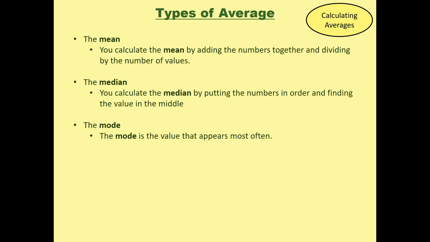The second one is the median. And remember, you calculate the median by putting the values in order and finding the value in the middle. That's the one we particularly looked at with yesterday's lesson. And then there's the mode, and the mode is the value that appears most often. They've got that alliteration at the start, mode, most. They have that same sound at the start, which is a good way to help remember them.